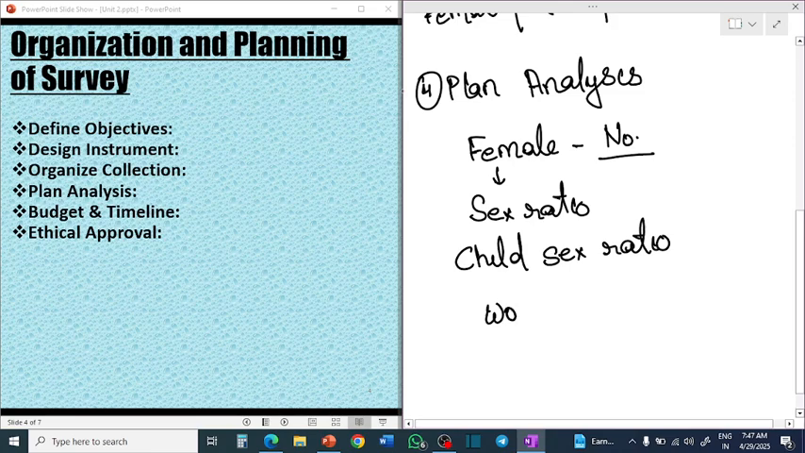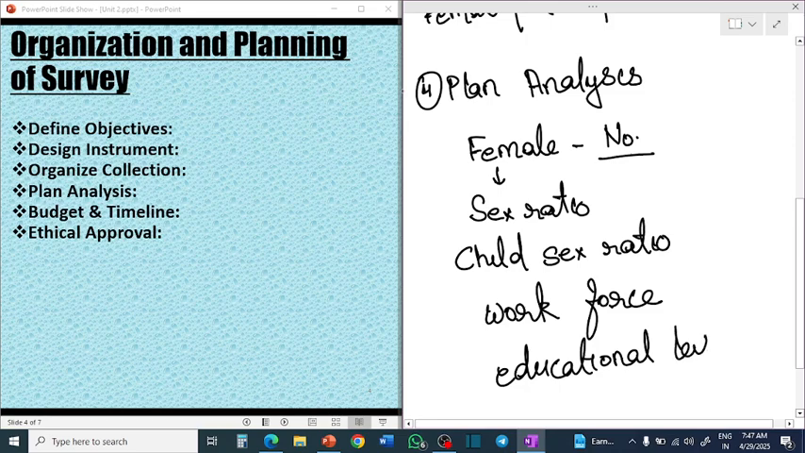And we can also find out the workforce, how many of the women are included in the workforce. What is the educational level of the females in that particular state? So, this is called plan analysis. When you have collected the data and separated the data, now from the data, which information do you need? That is called plan analysis.